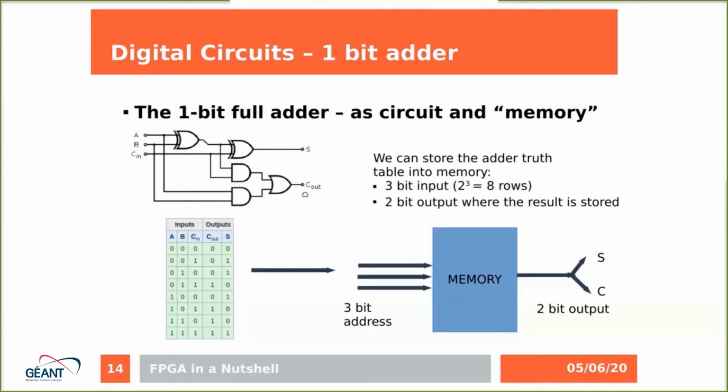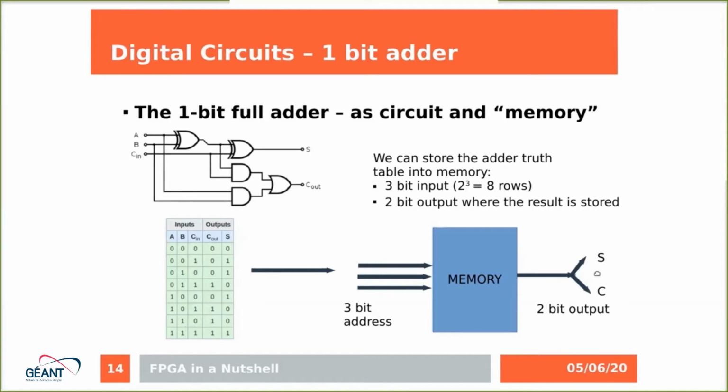the n-bit adder. Again, we can also write down the truth table, where we enumerate all the inputs and write down all the outputs. This truth table can be encoded into a special memory, which has a 3-bit address and 2-bit output, where we encode the value of the sum and the value of the carry.